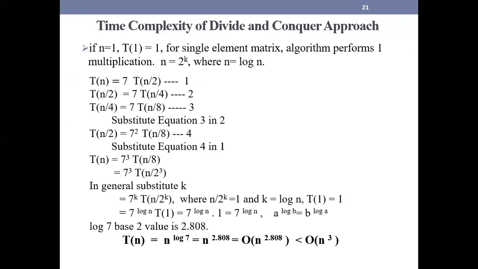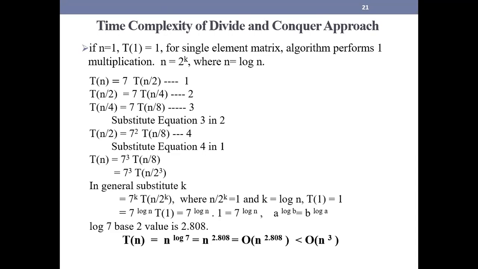So how to find the time complexity? If n is equal to 1, so we write the initial conditions. If n is 1, that is a one dimensional array. We have only one element in A matrix, one element in B matrix. So if we multiply these two, the algorithm performs only one multiplication. That is T of 1 equal to 1. For dimension 1, T of 1, the number of multiplications is 1.